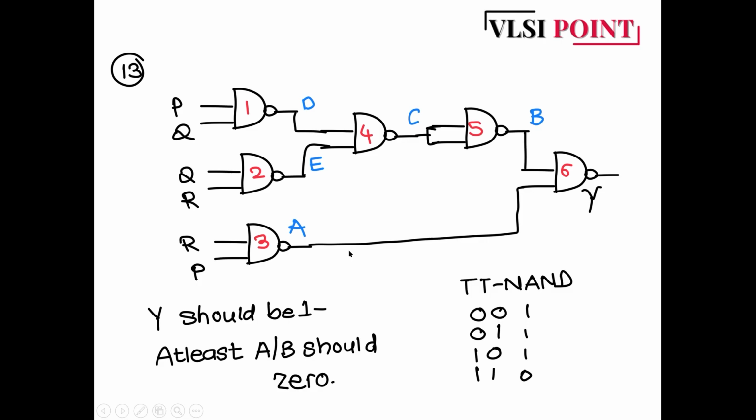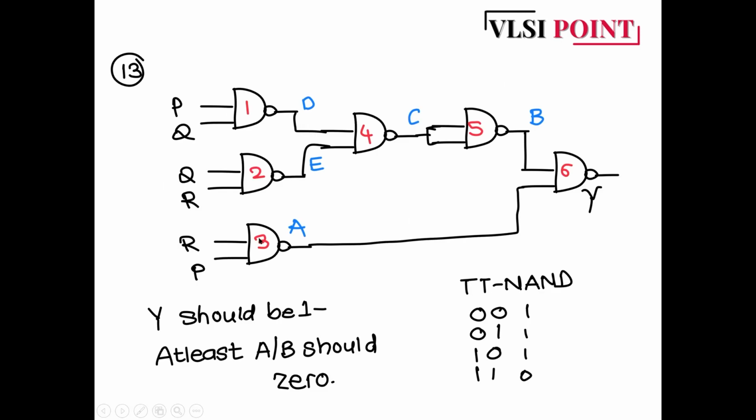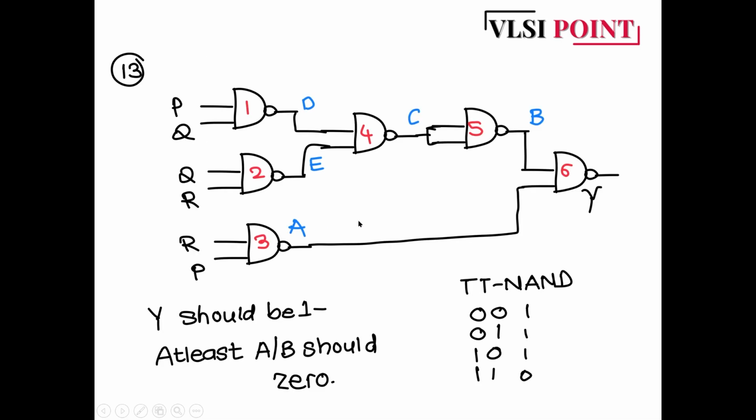Okay. So for A, if we want it to be 0, P and R should be 1. You can see here, if this one is 0, then obviously P and R should be 1. So we have P and R as 1. That's a compulsory possibility. Next, for B 0, C should be 1 as it is nothing but an inverter.